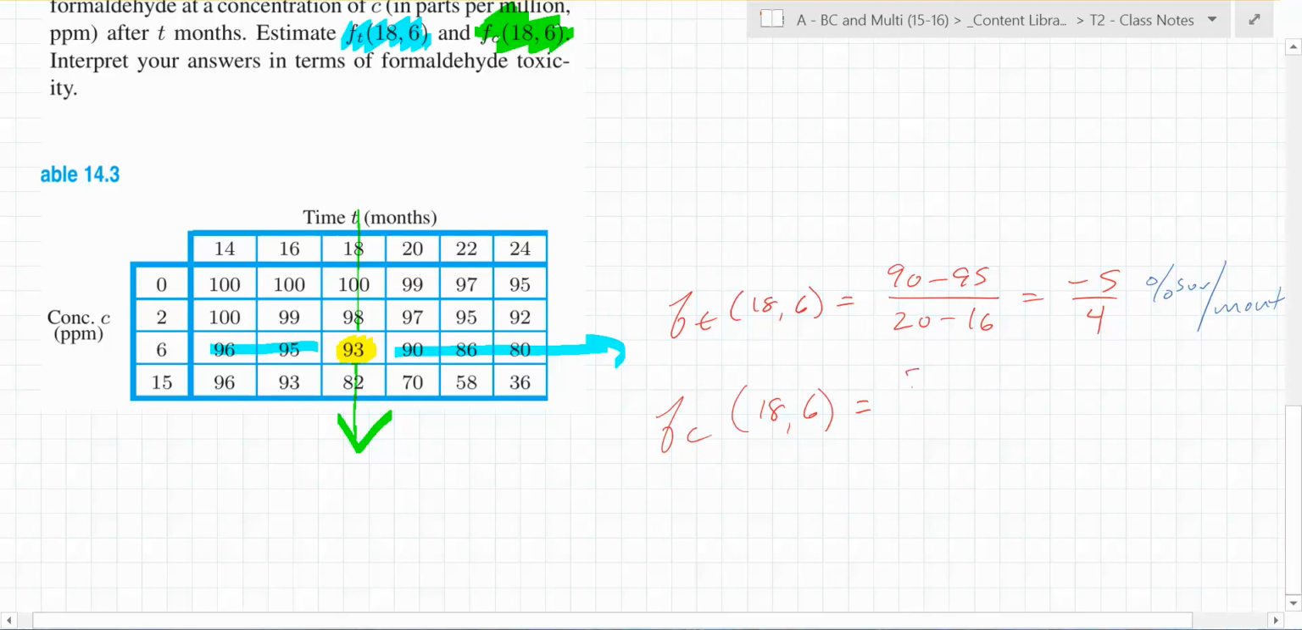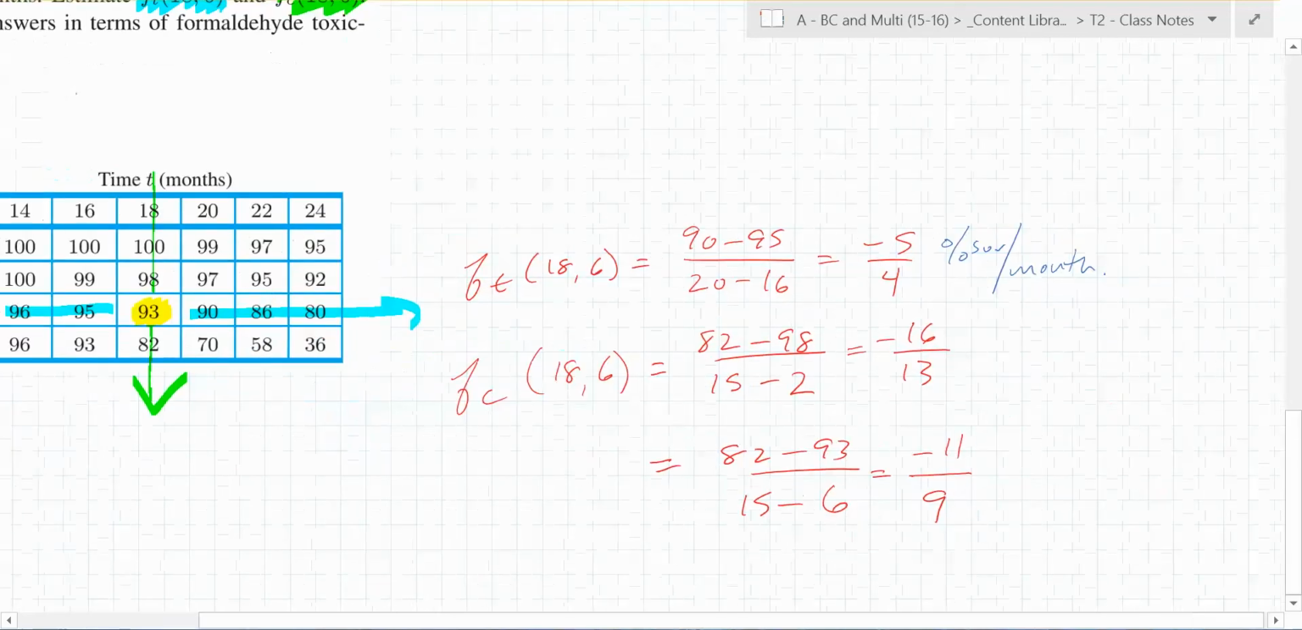So what would mine be? 82 minus 98 over 15 minus 2, and the other one you'd see would be 82 minus 93 over 15 minus what? 6. And actually, it does change it this way, because instead of taking 2 and 6, it takes 15 and 6. So it actually changes it, theoretically. So you get two answers on this. You get negative 16 over 13, and on this one you get negative 11 over 9. So are they pretty close?